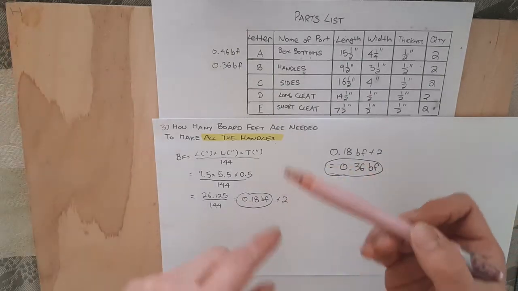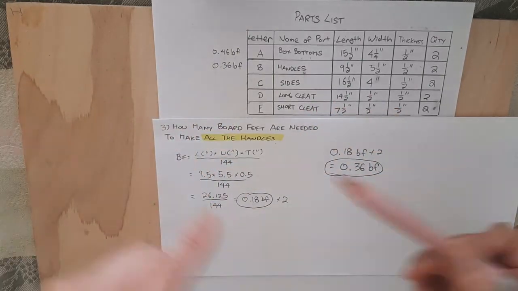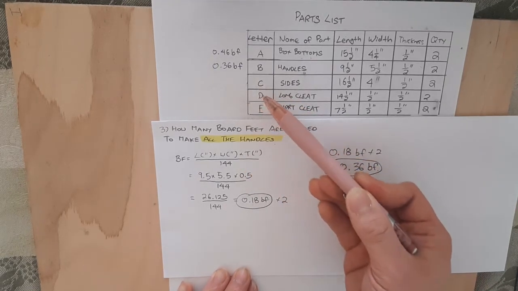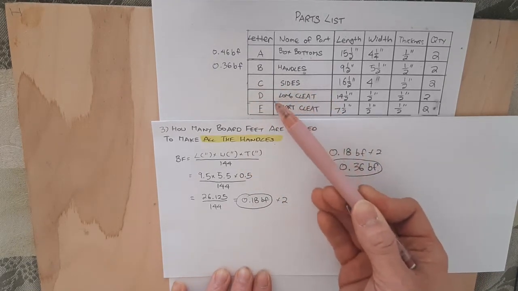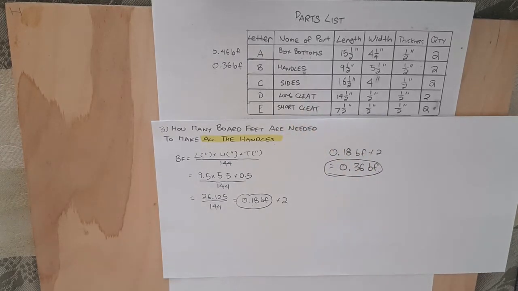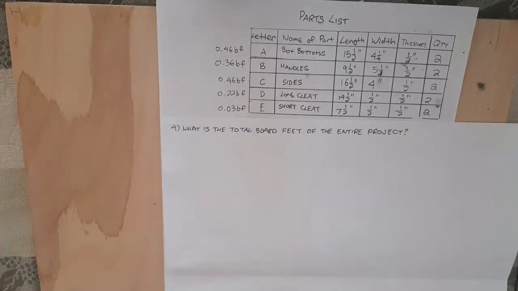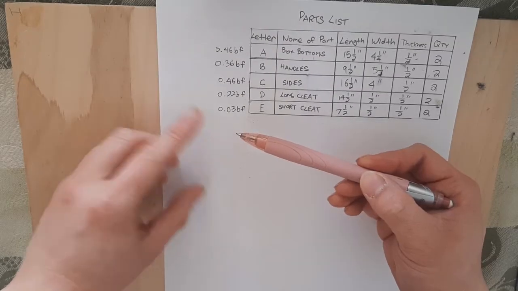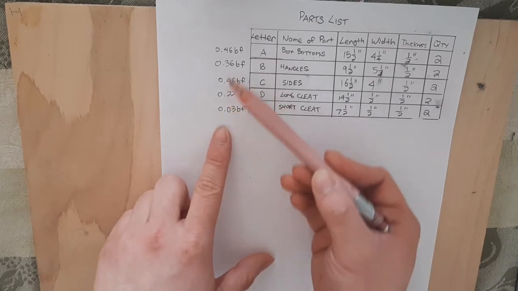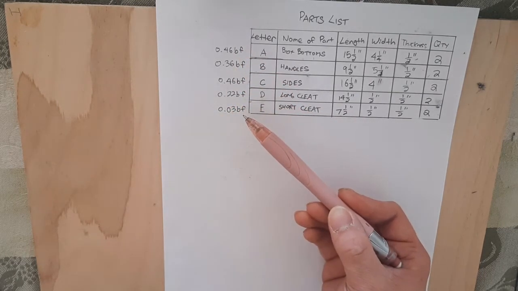Now at this point, I would encourage you to pause the video, use this formula, and figure out the board feet needed for all the sides, all the long cleats, and all the short cleats. So go ahead and pause the video and try that yourself. All right, so now you should have something like this, or numbers that are relatively close to what I've got over here.